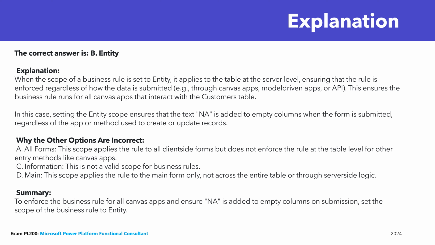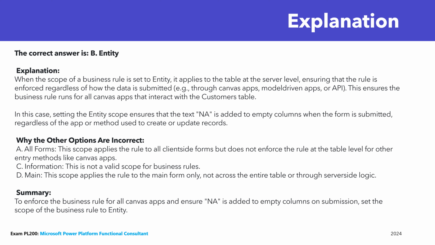The correct answer is B. Entity. Explanation. When the scope of a business rule is set to entity, it applies to the table at the server level, ensuring that the rule is enforced regardless of how the data is submitted, e.g. through Canvas apps, model-driven apps, or API. This ensures the business rule runs for all Canvas apps that interact with the customers table. In this case, setting the entity scope ensures that the text NA is added to empty columns when the form is submitted, regardless of the app or method used to create or update records.